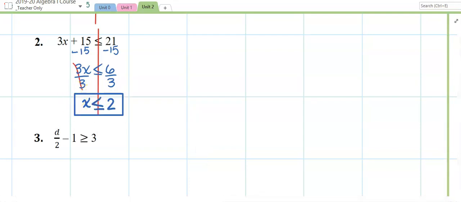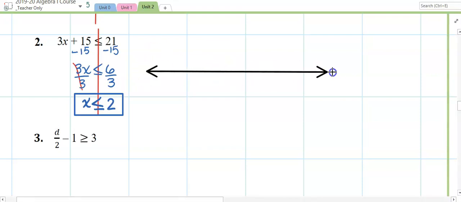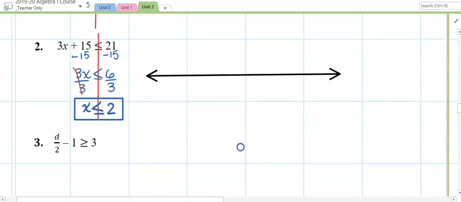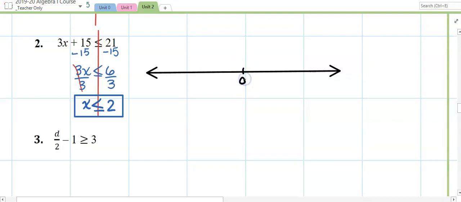And now I'm going to graph it. I sketch a number line, put 0 at the center. Here's 2. -5 would be down here. +5 would be up here. I'm going to put a closed dot this time on 2 because it is less than or equal to.